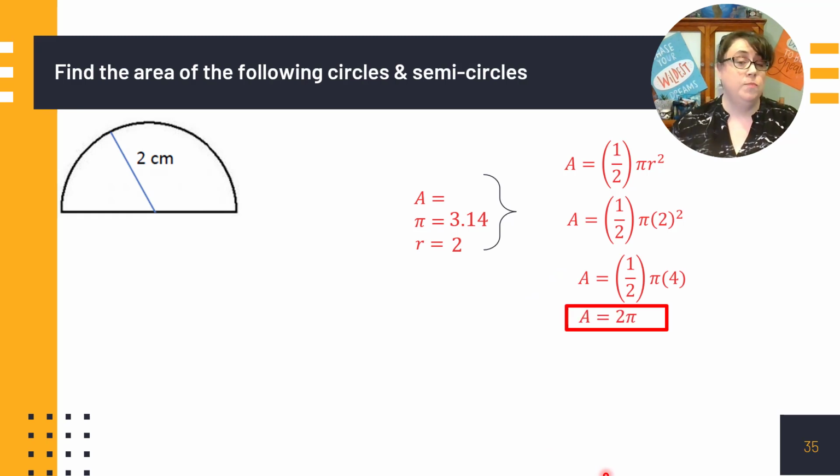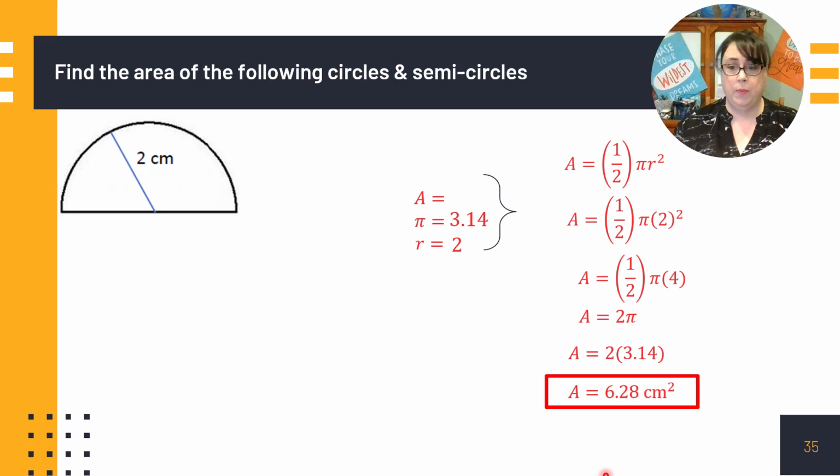Now that you have 2 pi, that would be in terms of pi. Or you can continue, so 2 times 3.14 is 6.28 centimeters squared. So again, either the 2 pi or the 6.28 would be fine, depending on what you were given as directions. In this case, both of them are perfectly capable answers because the directions don't say.